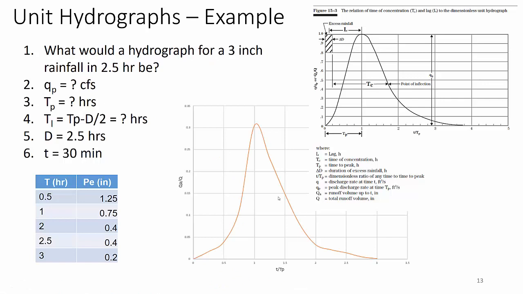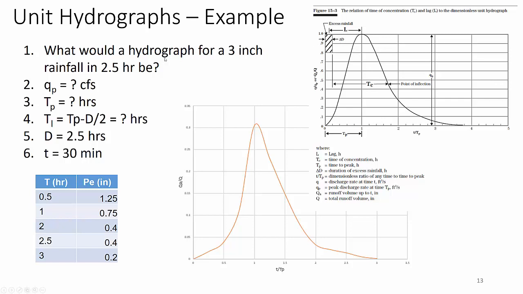So let's say what would be a unit hydrograph for a 3-inch rainfall for our unit hydrograph in 2.5 hours. We don't know Q sub P. We don't know T sub P. We don't know T sub L. We know D is, let's see, T is 30 minutes.